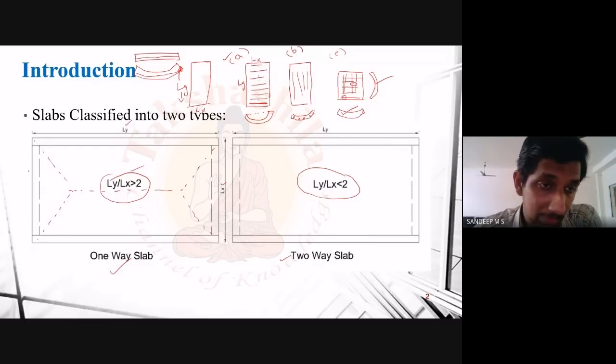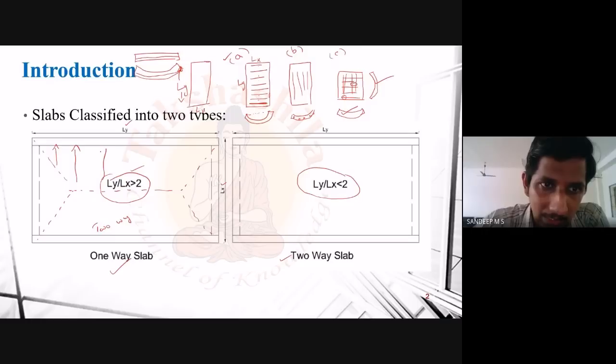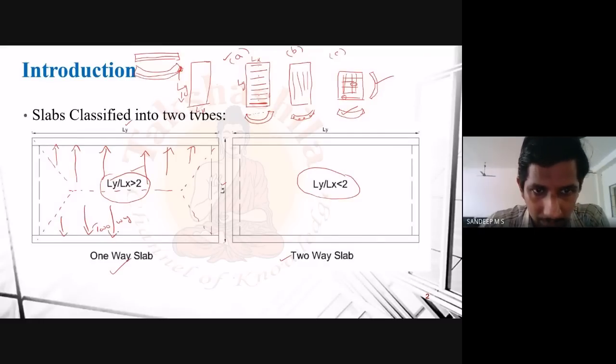Sorry, not in the case of one-way slab. In the case of two-way slab, please note, the load will be transferred like this. That is, this much load, represented by this trapezoidal portion, will be transferred to the support on this side.